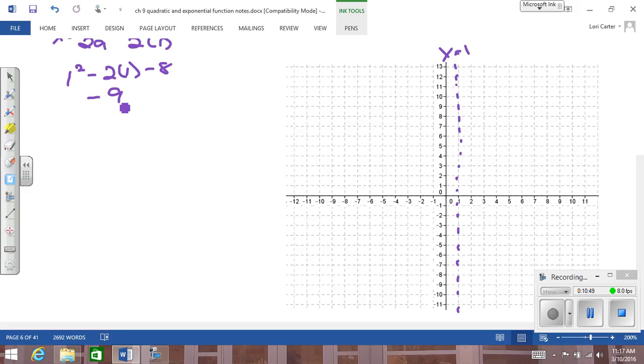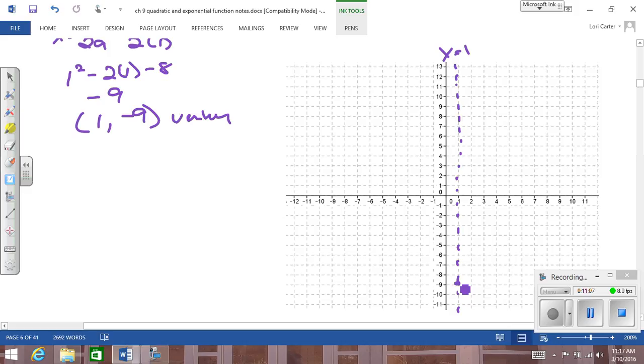Okay, so what did we just find? The vertex. This is a point. 1 is what you plugged in. Negative 9 was your answer. Vertex. Yeah. So 1, negative 9, dot. Okay, what's the next thing we graph?